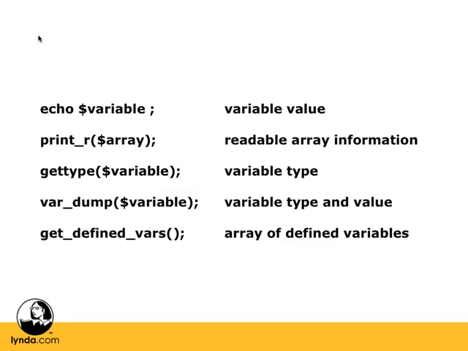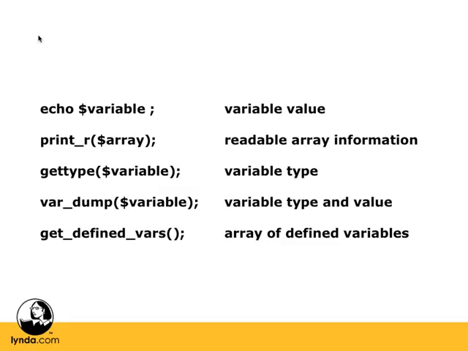See which ones of these techniques you prefer to find out about the variable type and value. If we can use var_dump to do what getType and echo do at the same time, it might be a lot more efficient. And last of all is get_defined_vars. It's a function with no arguments, and it will return an array of all of the defined variables. Now, of course, it's an array, so we're going to need to print_r that array if we want to see it in a nice readable format.